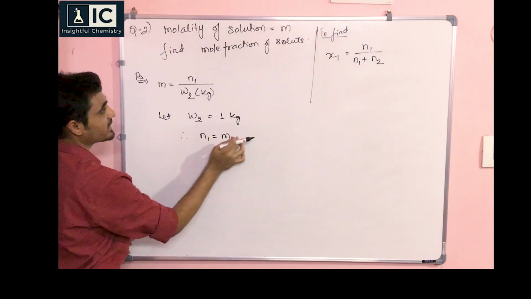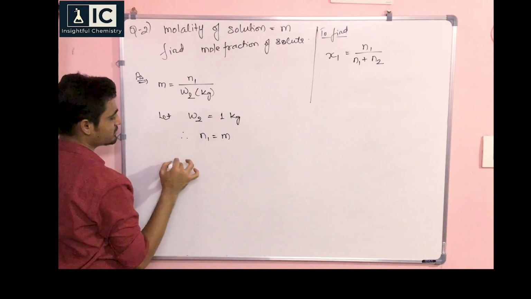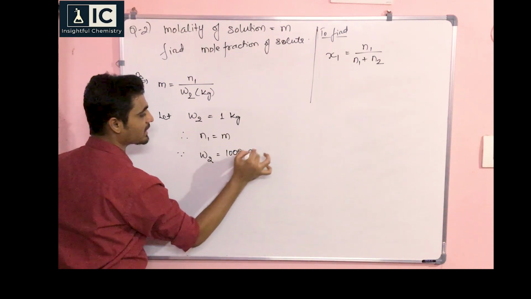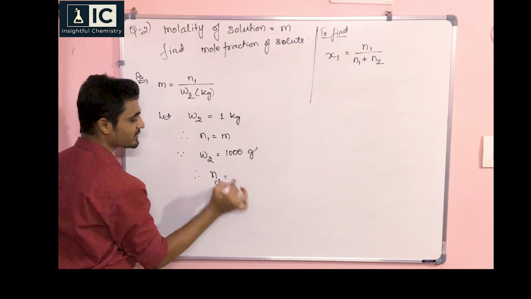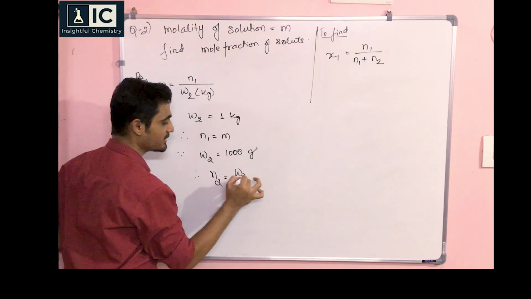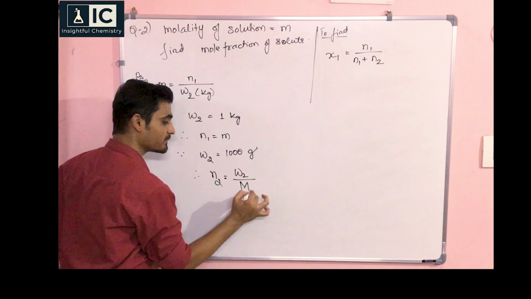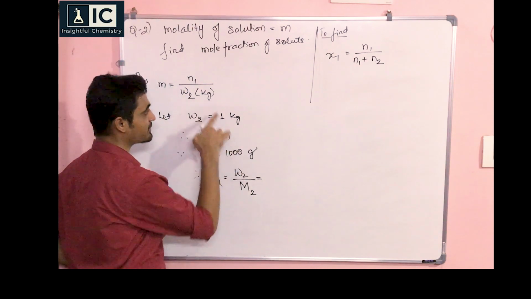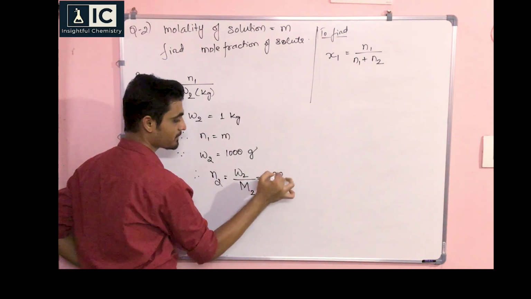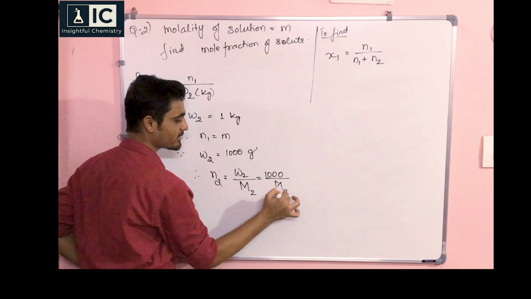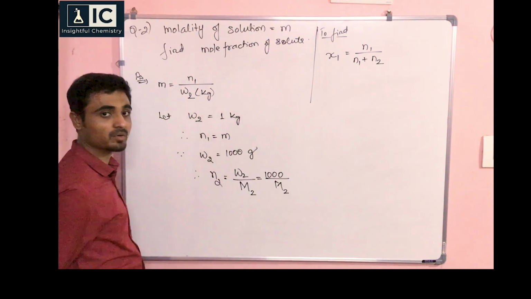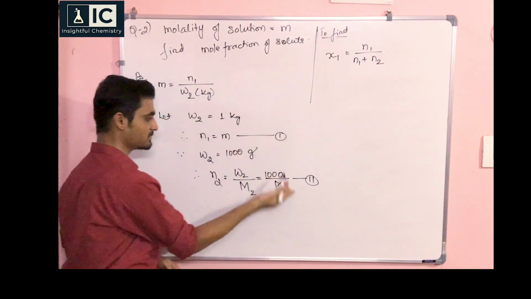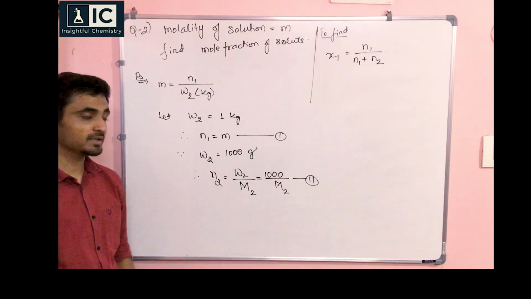Then how do we do? So N1 is m, I have got. Now you see W2. Since W2 is equal to what? 1 kg, which is 1000 gram. So therefore N2, which is moles, is equal to weight divided by molar weight of whom? Solvent. Right? Are you understanding? So W2 I have taken 1 kg, which is 1000 gram, divided by M2, molar mass. So weight upon molar mass will give me moles. I have got N2 also. So you see, N1, N2 I have got.